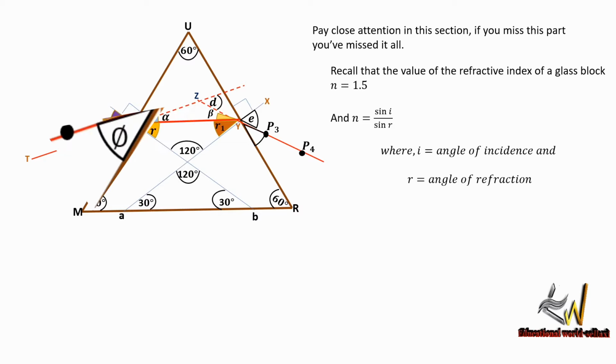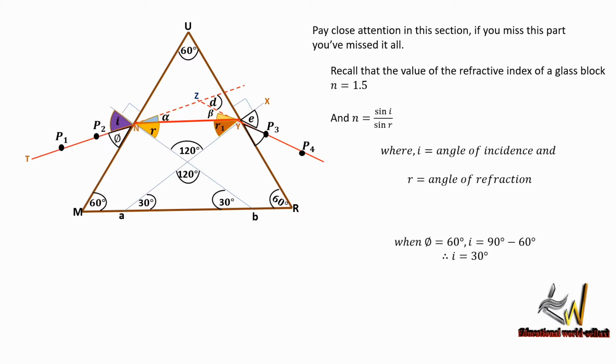So phi is not our angle of incidence. When phi is equal to 60 degrees, our angle of incidence really is 90 minus 60, which is 30 degrees. Do you get that? Then putting it into our formula, we now have that 1.5 is equal to sine 30 over sine r, which we don't know. And evaluating for r, we now have that r is equal to 19.5 degrees.